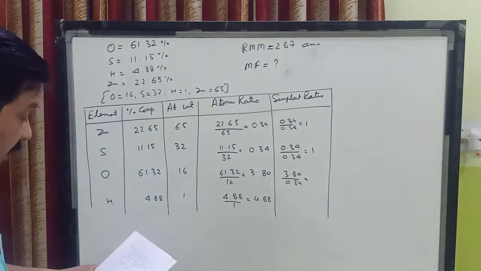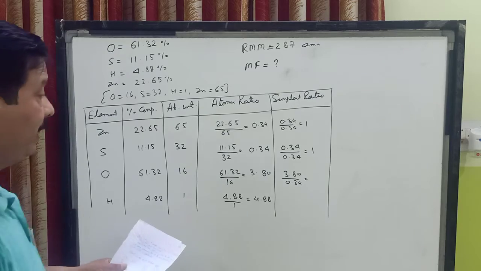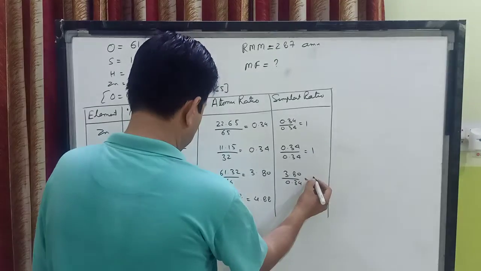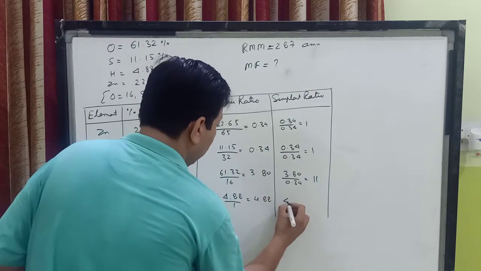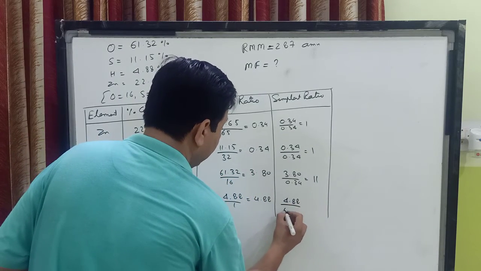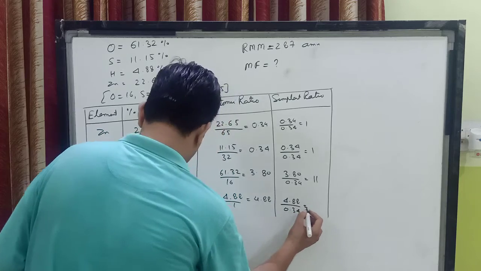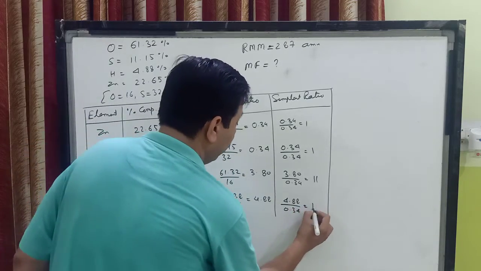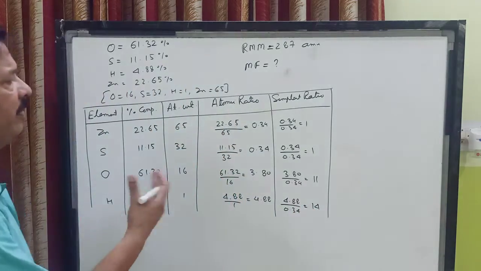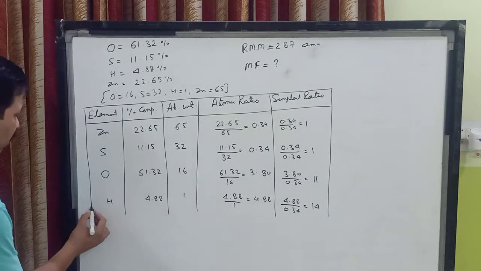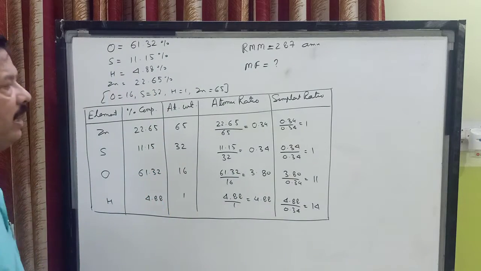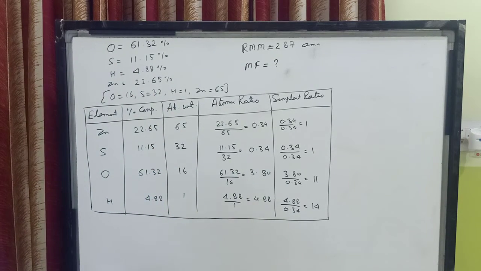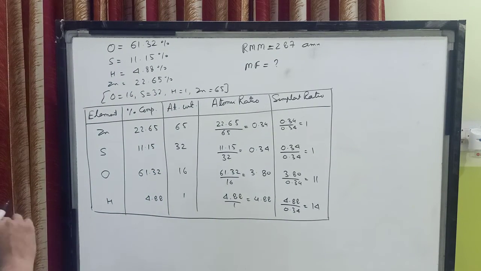3.80 divided by 0.34 is coming out to be 11, and 4.88 divided by 0.34, it is coming out to be 14. So children, these values I have already calculated before to save time here. So children, after writing this, we come to know about the empirical formula.